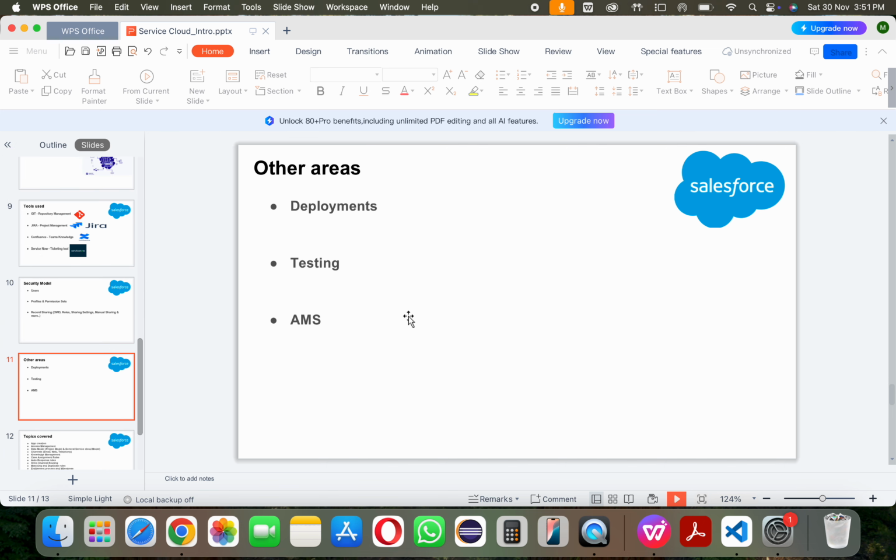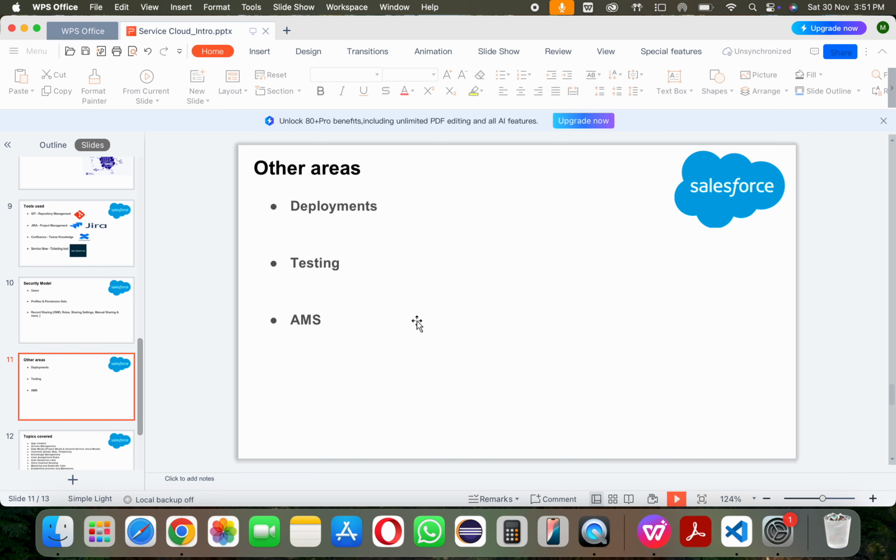Next, other areas. As I said, one is the deployment area, where you will be interacting with the deployment team, and you will be asking them to deploy your logic or code, or they will share a repository location where you have to deploy your code. Next comes the testing team. These are the guys who will be raising issues, which we call bugs.